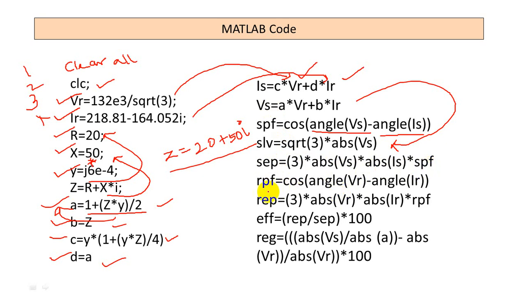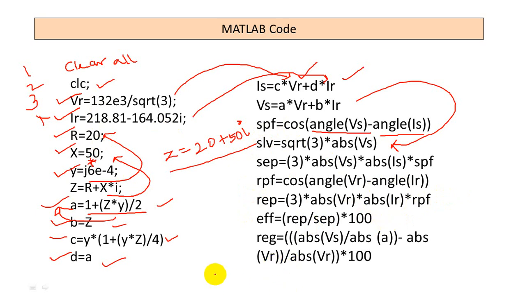Next, what is the receiving end power factor? This you know, just the vice versa of the sending end power factor: cos of angle of VR minus angle of IR. Receiving end power, you follow the same thing. Efficiency, how will we calculate it? Output power by input power, so receiving end power by sending end power multiplied by 100.